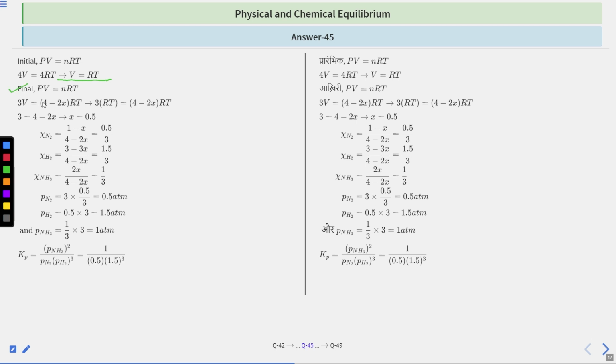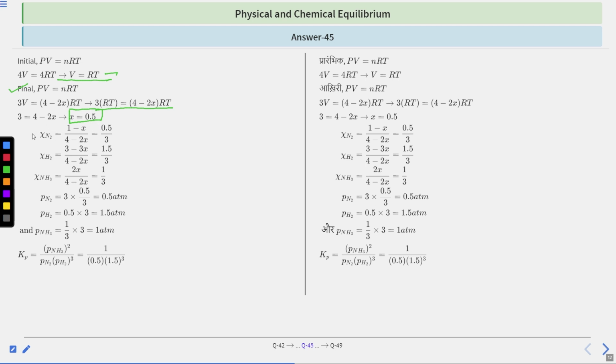So 3V is equal to the total number of moles, which is 4 minus 2x, times RT. So we can put V equals RT as we have found out here. So 3 times RT is equal to 4 minus 2x times RT, and on solving this equation, we have 3 equals 4 minus 2x. This implies that x is equal to 0.5. So we have x value 0.5.